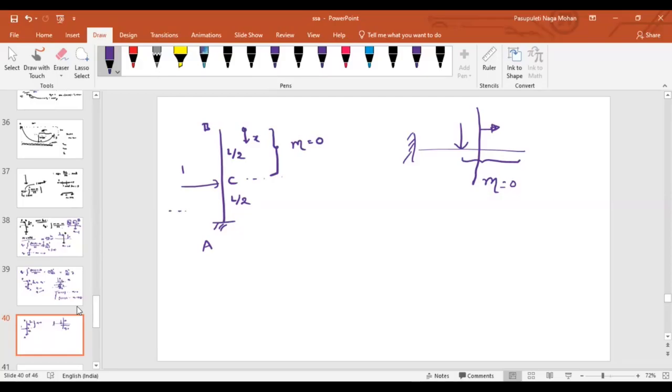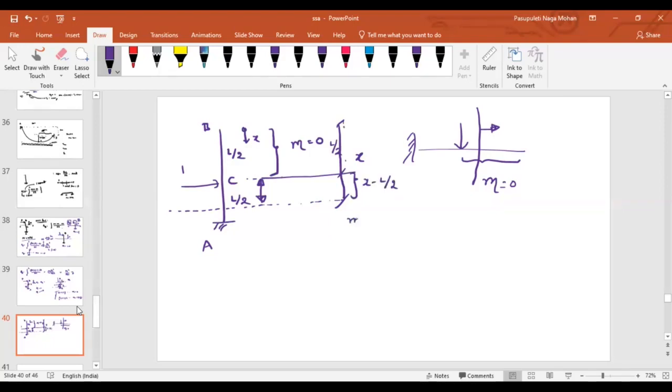But if I consider a section somewhere around here, then obviously the moment will exist because of this unit load. So what is the moment? Load into perpendicular distance. What is the perpendicular distance? From here to here. We are representing x from point B. From here to here it is x. What is the distance from here to here? From here to here it is L by 2. So what is the distance? x minus L by 2.